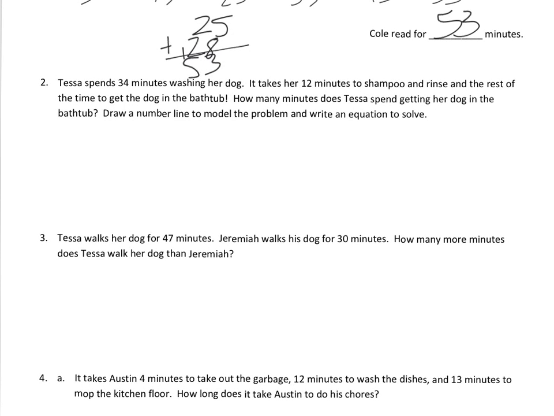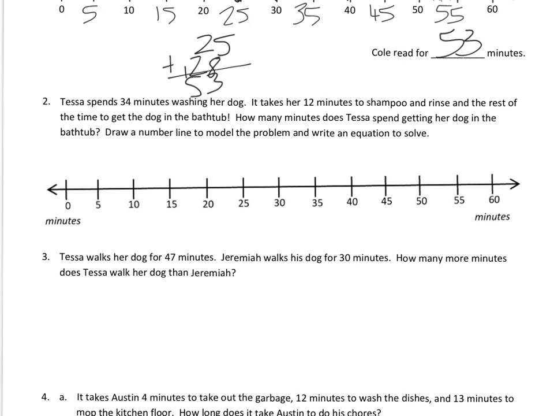And I have a number line in my photos, so I'm going to go ahead and get that out. Okay, so now that I've got my number line, I can go ahead and read my problem. Tessa spends 34 minutes washing her dog. It takes her 12 minutes to shampoo and rinse and the rest of the time to get the dog in the bathtub. How many minutes does Tessa spend getting her dog in the bathtub? Draw a number line to model the problem and write an equation to solve.